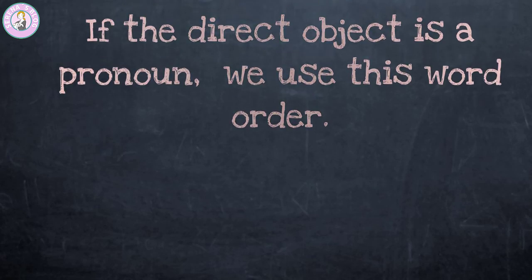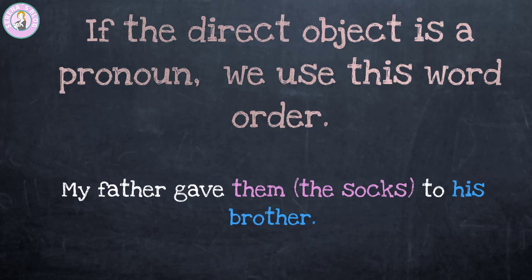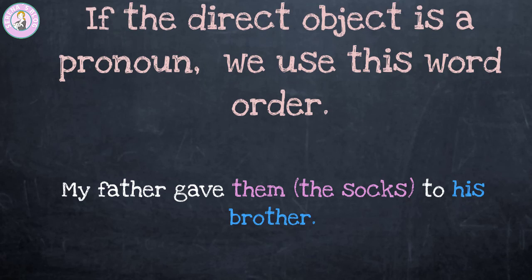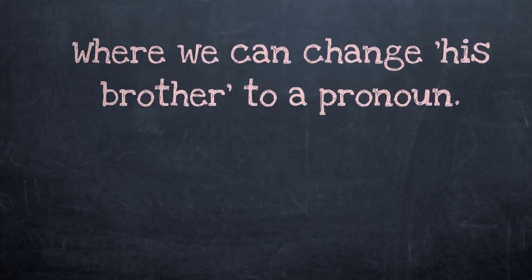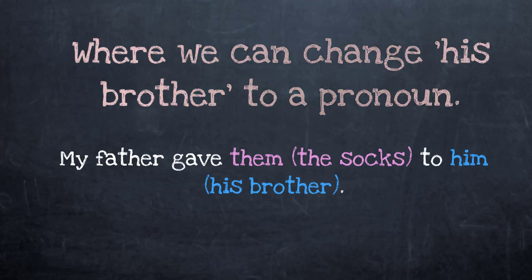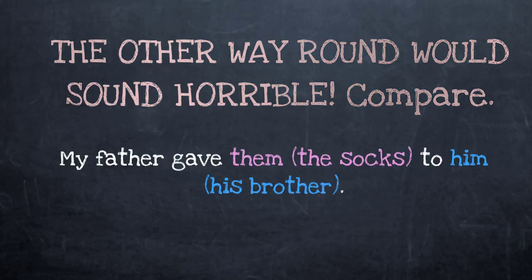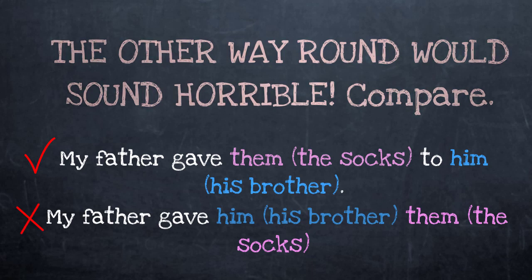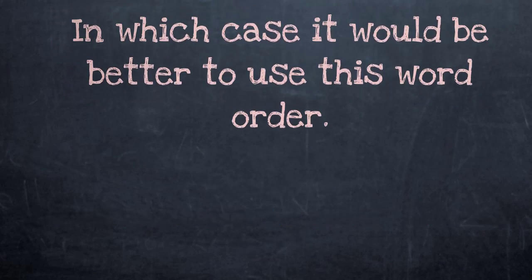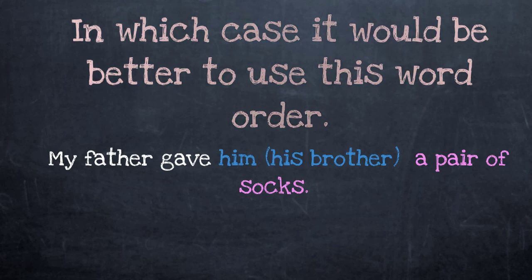If the direct object is a pronoun, we use this word order: my father gave them to his brother, where we can change his brother to a pronoun, getting my father gave them to him. The other way round would sound horrible. Compare these two sentences. My father gave them to him, which is correct. And my father gave him them, which isn't correct. In which case, it would be better to use this word order: my father gave him a pair of socks.